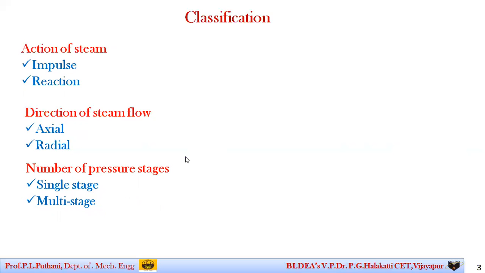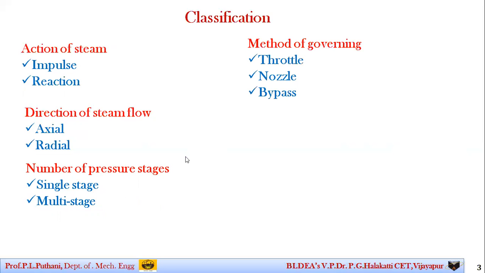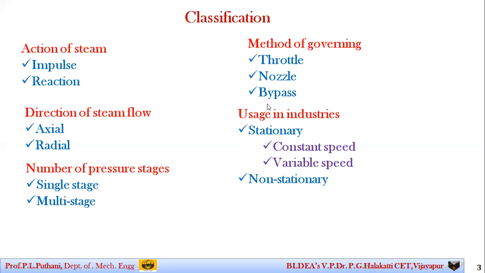Then moving on to the next, the method of governing. I told you the method of governing is responsible for increasing the kinetic energy of the incoming steam. It may be done with the help of a throttle, a nozzle, or by having a bypass also. Then depending upon the application in industries, turbines are preferred according to their stationary or non-stationary behavior. In the stationary case, we have two sub classifications, the constant speed as well as the variable speed.